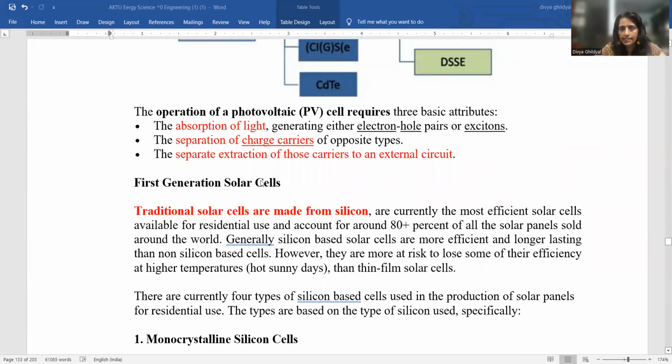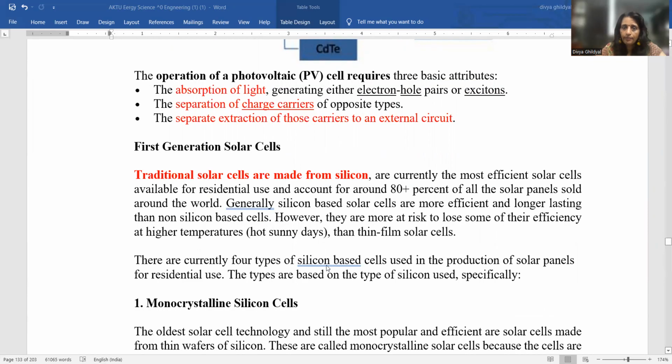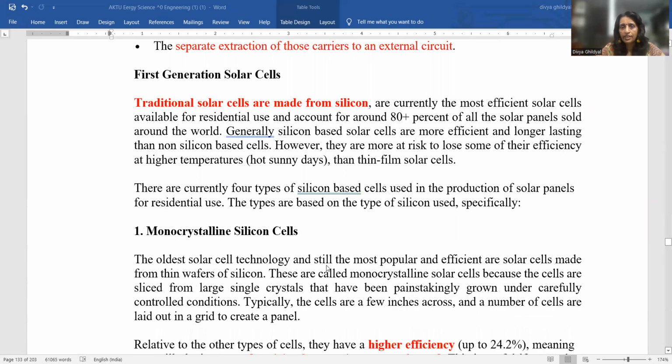Traditional solar cells are made from silicon. You remember germanium and silicon semiconductors, the old ones; they are known as the first generation. Silicon solar cells are longer lasting, and they are the traditional ones, but their efficiency is low, especially at high temperatures.